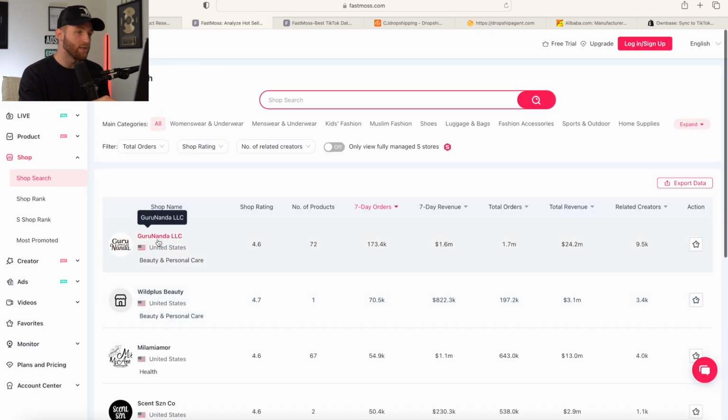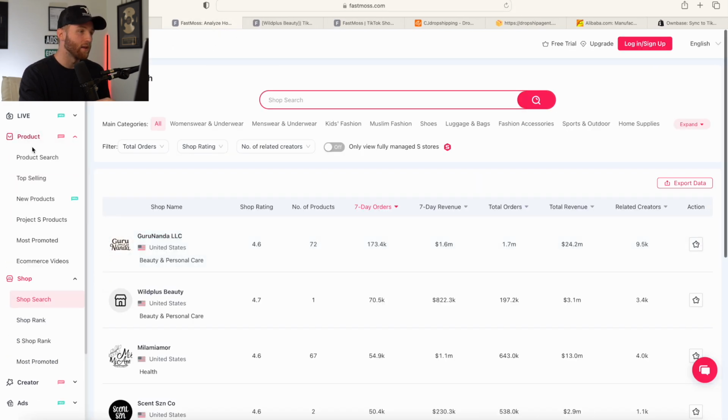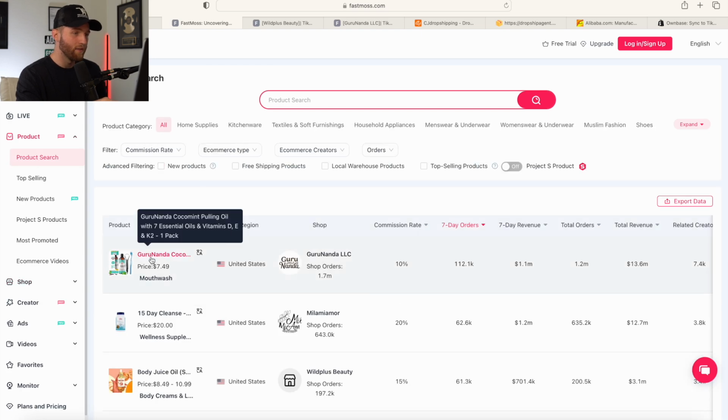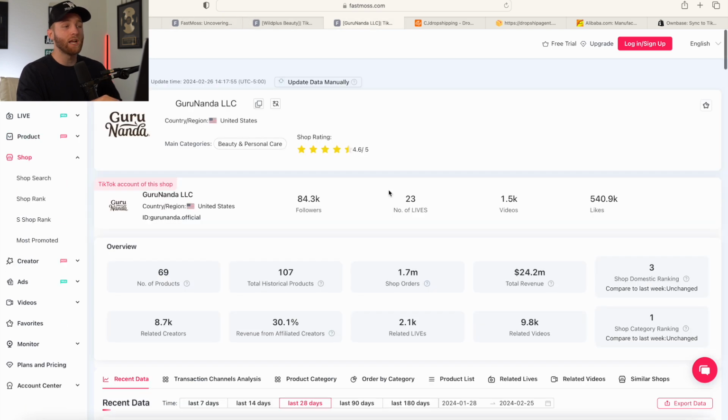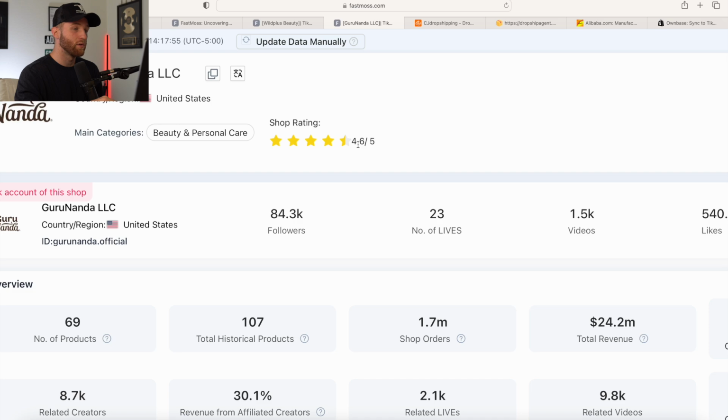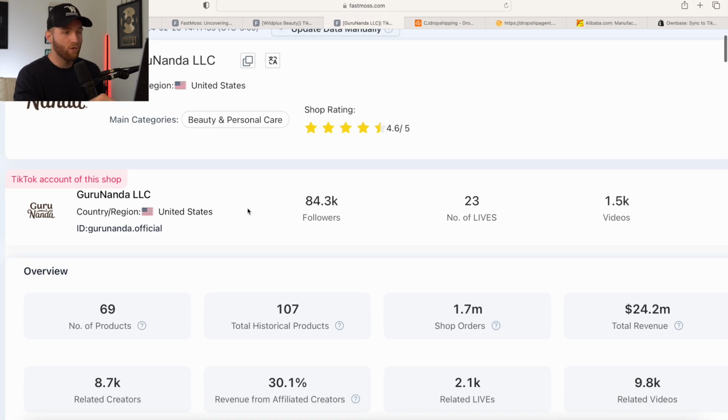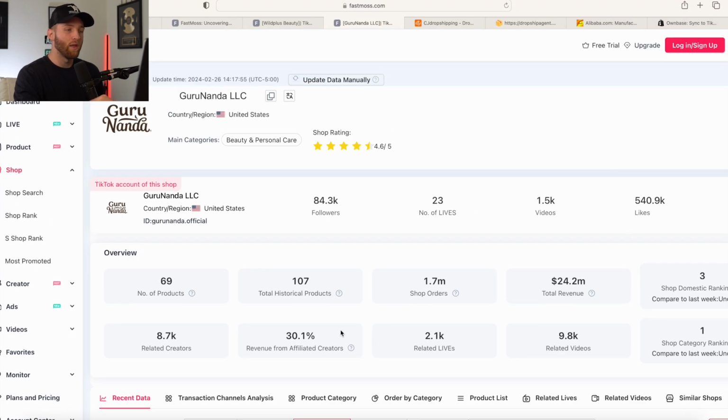Let's go to this one. This Guru Nanda. This is the one that's selling one of the top products right here, the cocoa mint pulling oil, whatever that is. But we can go take a look at their shop and get some of the data. They're rated a 4.6 out of 5. That's pretty good, right? They're in the US, of course. And you can just see exactly what their data is.